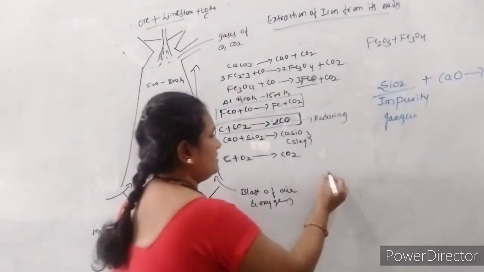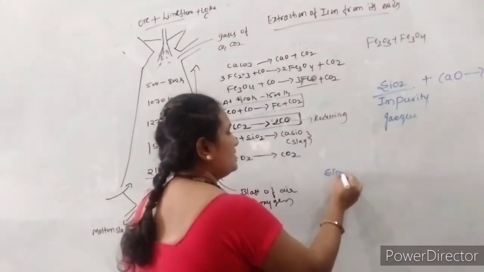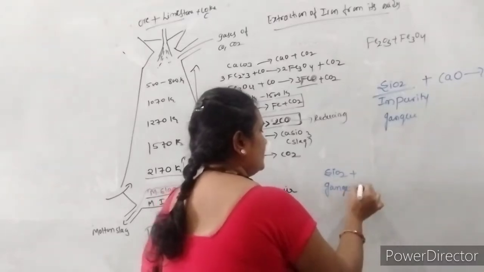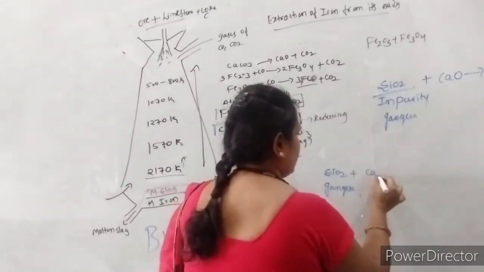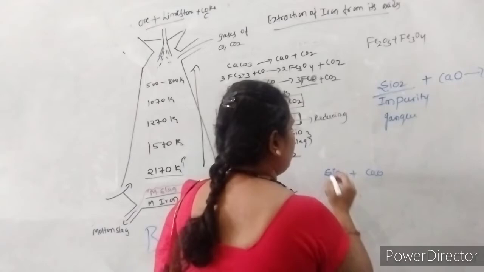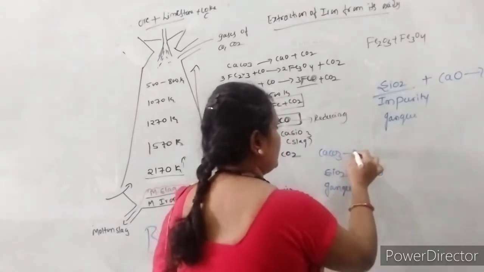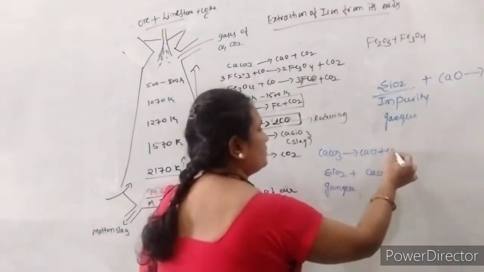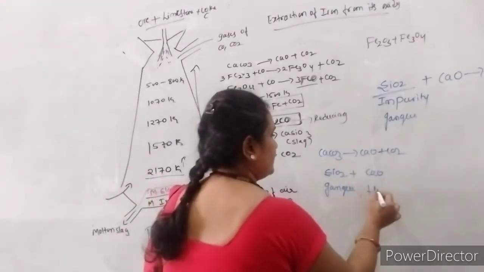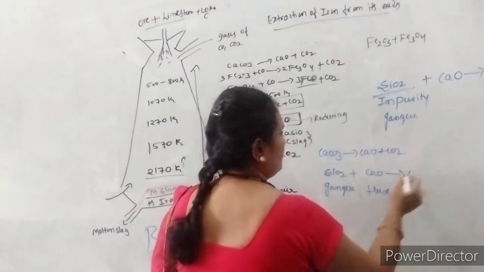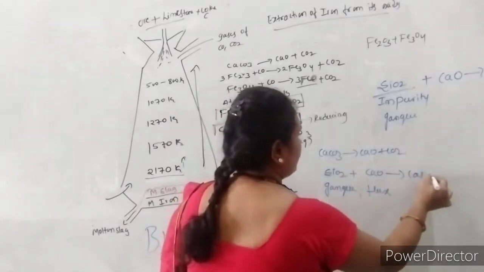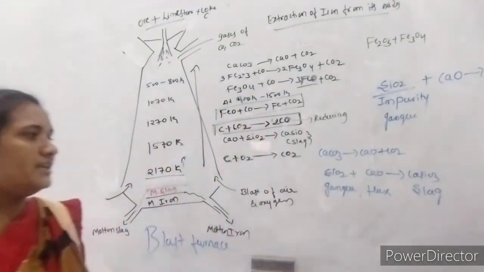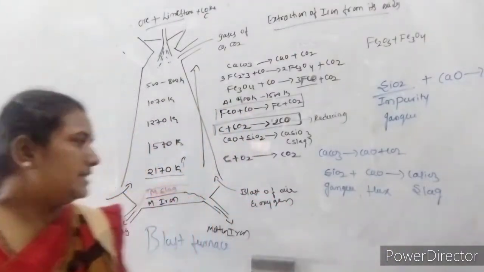So once again I will write the reaction. SiO2 is the impurity, or gangue. It should react with flux, that is calcium carbonate. This should undergo decomposition into calcium oxide with the liberation of CO2. This CaO is acting as a flux here, so it will produce the calcium silicate. This is the slag, and it has a lower melting point.